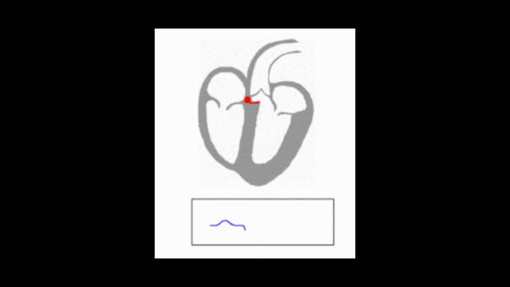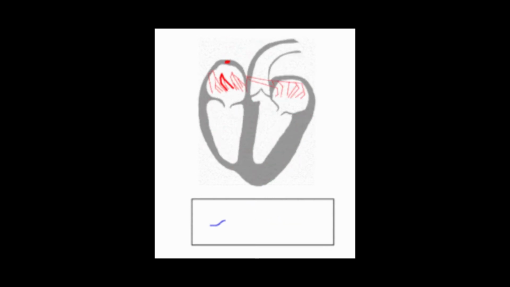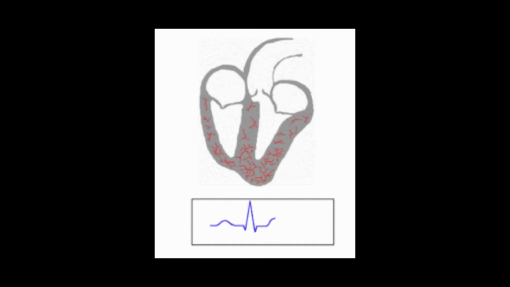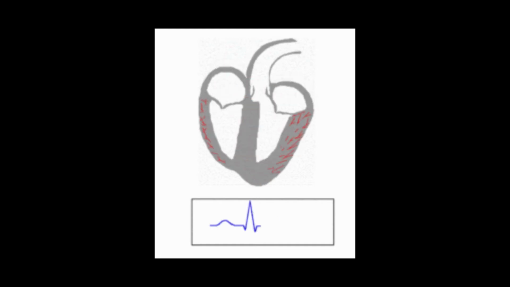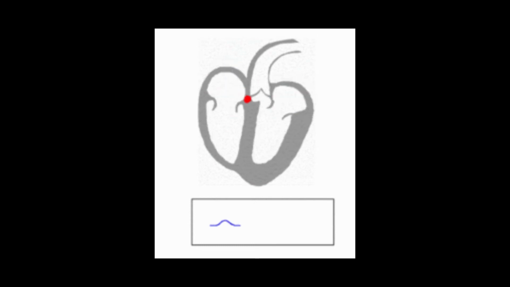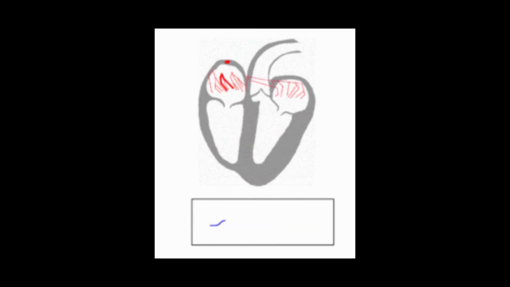Here's a little animation of the conduction system and how it correlates with the EKG. By the way, if you're wondering why the T wave, which represents repolarization, appears as an upward deflection on the EKG, it's because repolarization of the ventricles occurs in a backwards direction.